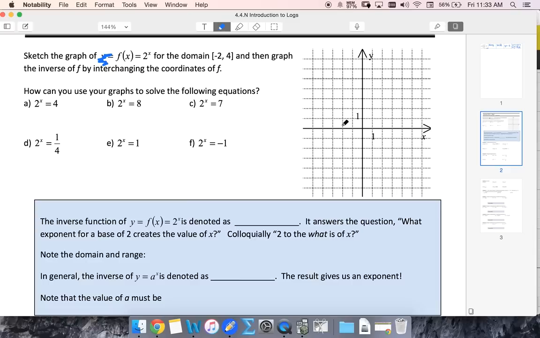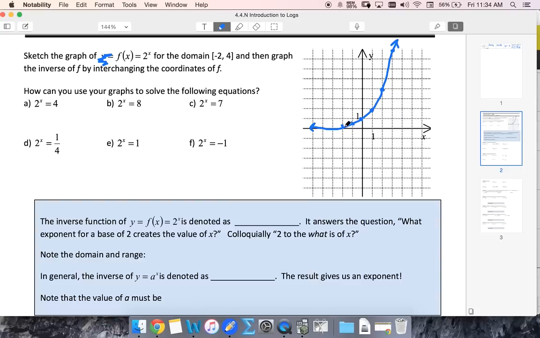2 to the negative 2 is 1/4. 2 to the negative 1 is a half. 2 to the 0 is 1. 2 to the 1 is 2. 2 squared is 4. 2 to the third is 8. Even though it says domain of negative 2 to 4, that doesn't actually fit. I'm going to try and draw my asymptote and then go through the curve. Hopefully your graph didn't actually go under the asymptote like mine did right there.